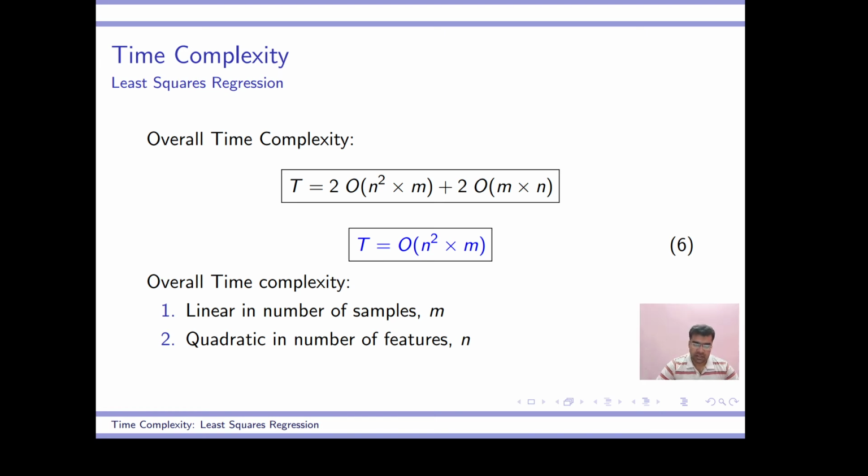So what does it mean? It basically means that the time complexity is linear in the number of samples, which is equal to m, and quadratic in terms of the total number of features.